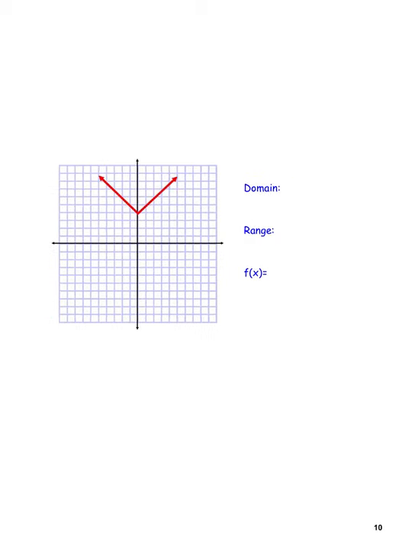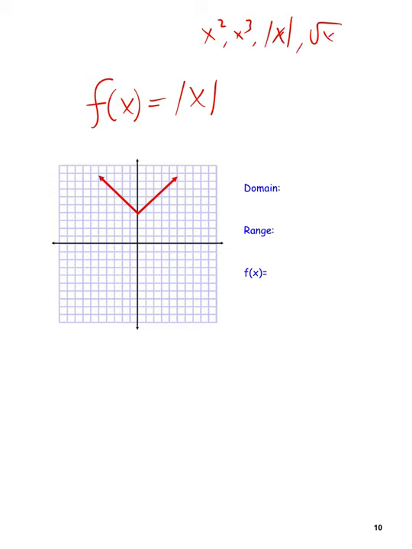So one last one here. Again, hopefully here you look at this and think of the parent function being the absolute value of x. Again, the only parent functions we really talked about are x squared and maybe x to the third, and then the absolute value of x and the square root of x, okay? And so this one here is the absolute value of x. And in this case, we did not move it to the right or left at all, because again, the original equation is down here like this. And so you can see we just moved it up, okay?